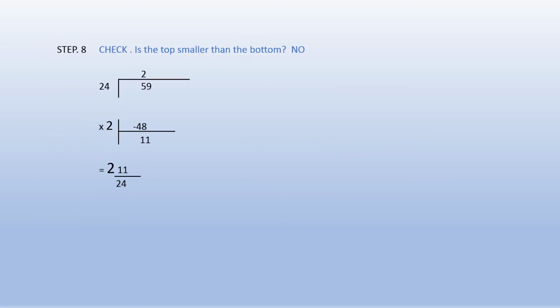We can't leave it like that though. The 59 is much bigger than the 24. So we divide 24 into 59 to get whole numbers out of it. 24 goes into 59 2 times. Then we check. 2 times 24 is 48. So we've used 48 of those fractions. 11 is left. So I get 2, the whole number, and 11 24ths.